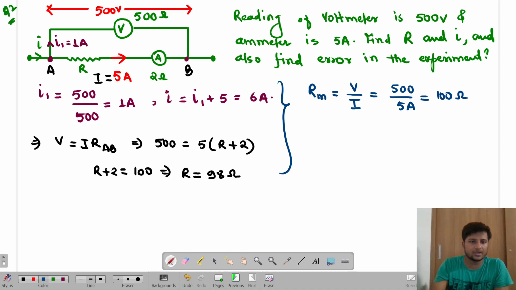Rm, if I am getting 100, that means what? 500 by 5, which is the resistance due to the full circuit. This is 98 and this is 2. Right or not?